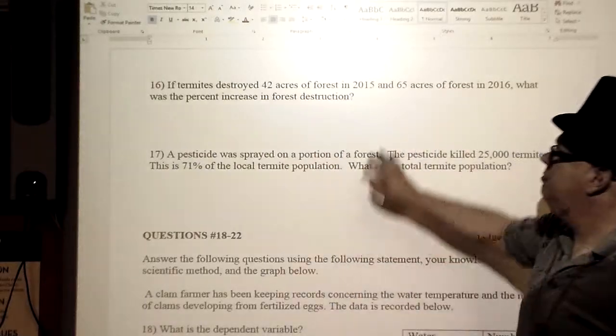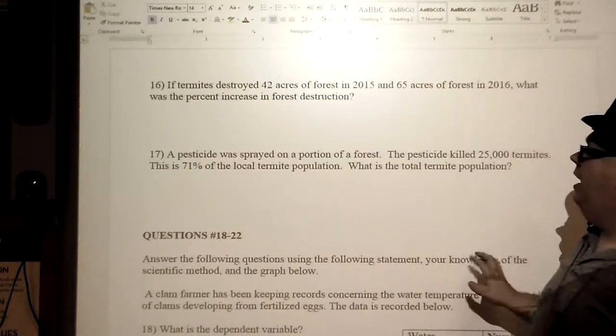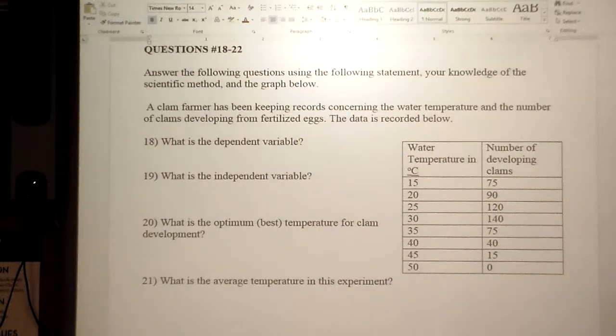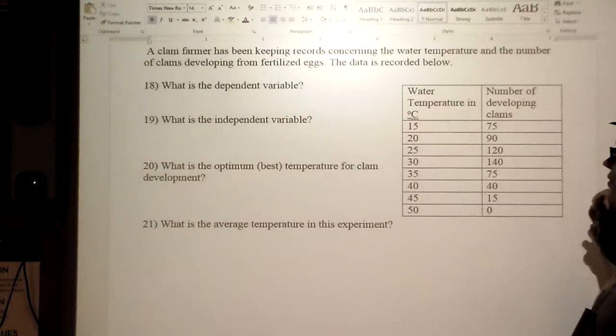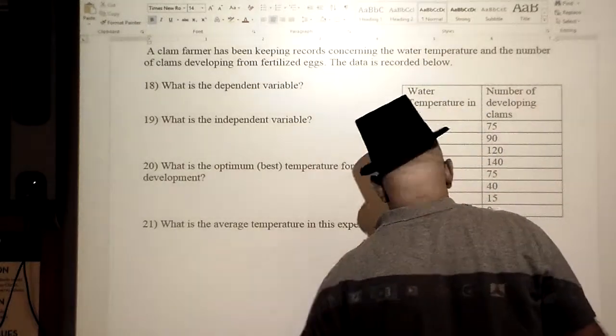Okay. I didn't do number 16 because you can go back and look at the percent formula change here. Looking at dependent and independent variables on this, I'm going to let you guys work on that. When we look at the average temperature for the experiment, okay, let's look.